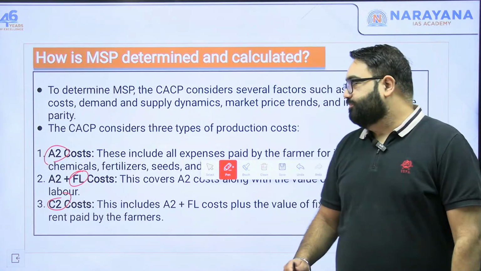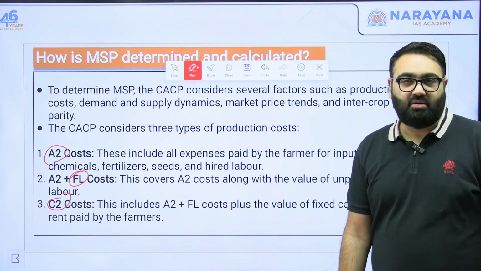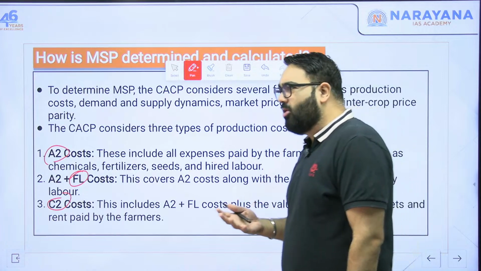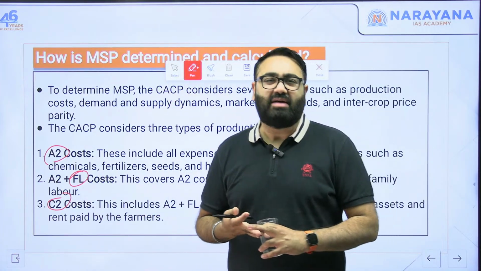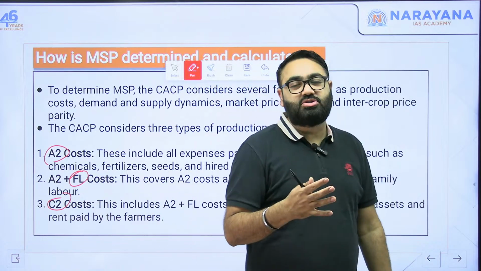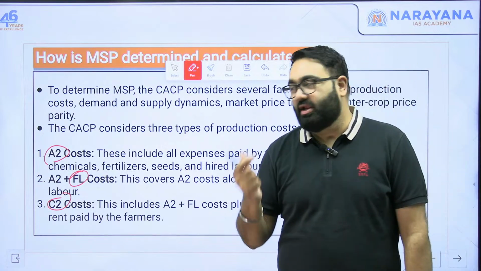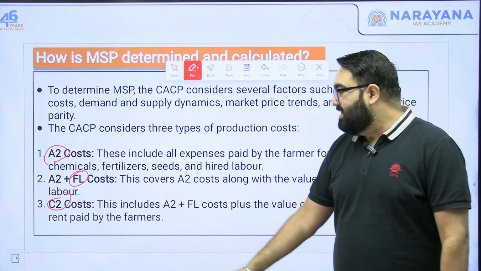First of all, A2. A2 means all the input cost of the farmer. When the farmer is undertaking crop production, they'll have to buy a lot of stuff: seeds, fertilizers, equipment, whatever is required. All the input cost that the farmer has to invest before they start functioning is called A2.